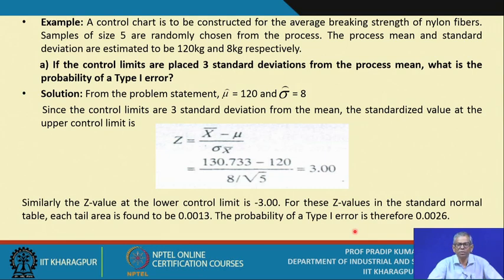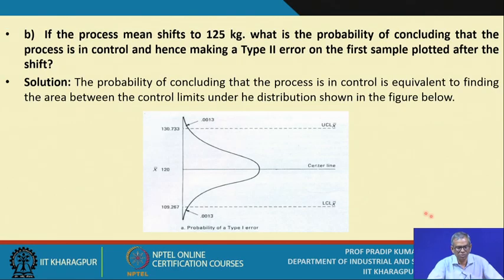So you should remember these values. Many a time you come across a situation where control limits are at plus minus 3 sigma limits, and you assume that the normality assumption is valid. Hence you should remember this one: the probability of making a type 1 error is 0.0026.